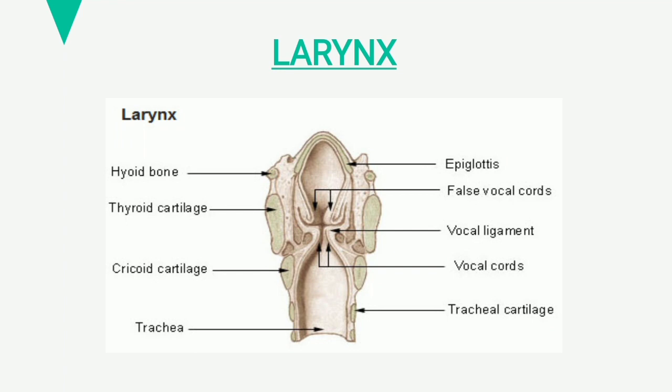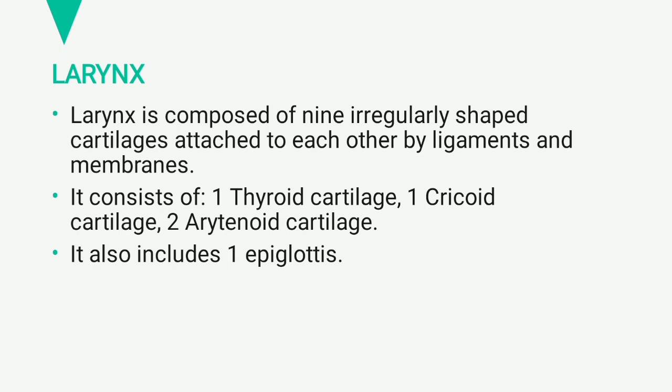Next is larynx. Larynx or voice box links the laryngopharynx and the trachea. This is the posterior aspect of larynx, means we are looking at the larynx from behind, from the posterior side. Larynx is composed of 9 irregularly shaped cartilages attached to each other by ligaments and membranes. It consists of 1 thyroid cartilage, 1 cricoid cartilage and 2 arytenoid cartilage. It also includes 1 epiglottis.